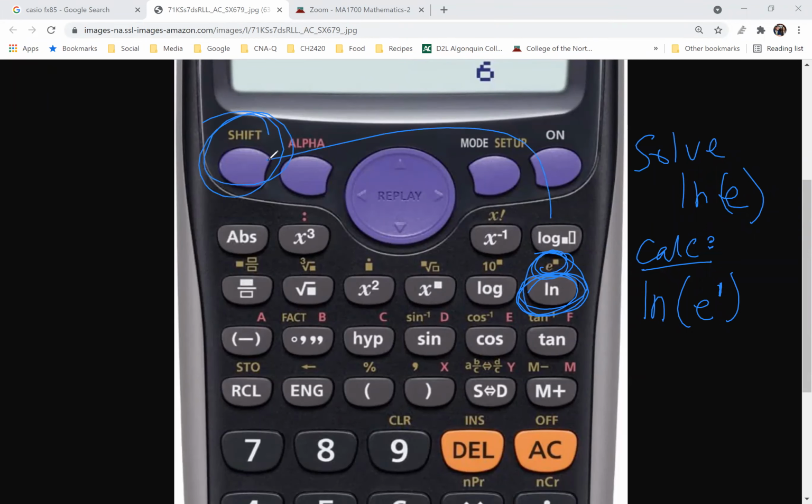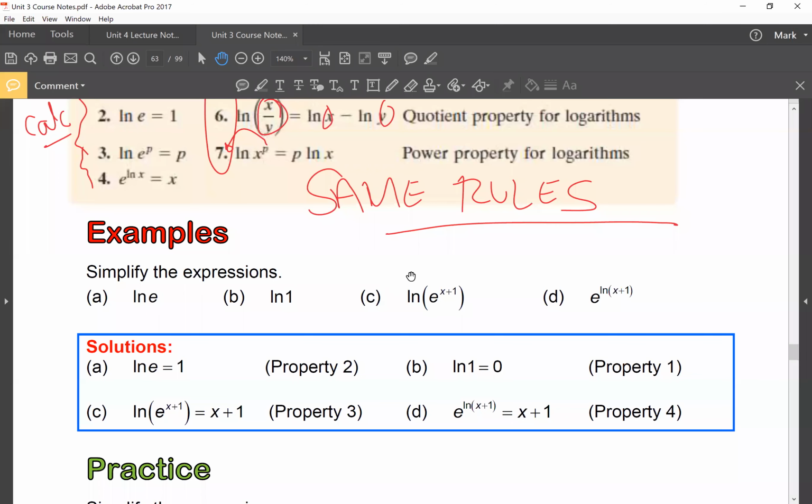I think you guys are pretty much pros at your calculators now. I hope you are, because a lot of this can really help you. And when you do this on your calculator, I'm just going to double check to make sure I'm not lying to you. Boom. Yeah, it's equal to 1. Cool. So if you see E, that is a button on your calculator. Okay, back to the notes.